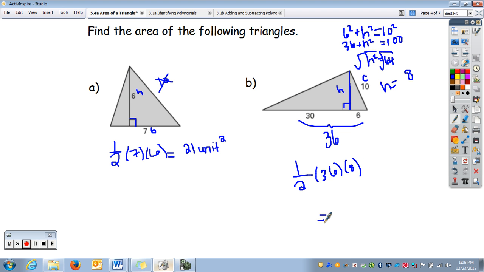Alright. Calculate that out. It's 144. Now if you don't want to write out the word units, a shortcut would say square units. It's a U with a little square.